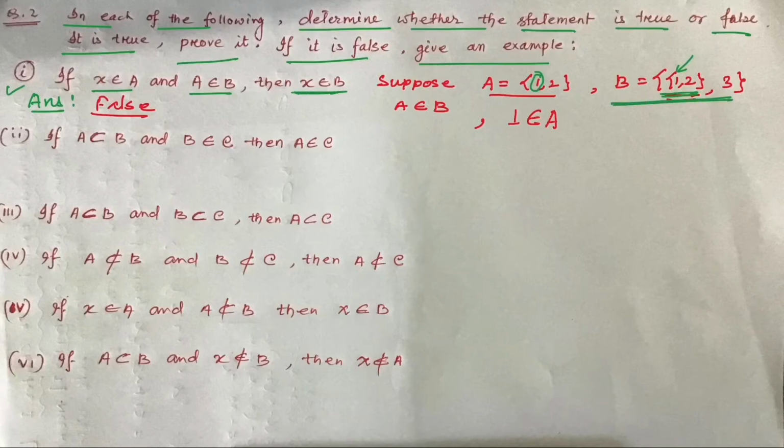Okay, so this set as a whole, this set {1, 2}, is an element of set B, not 1 and 2 either. Okay, so that's why here 1 doesn't belong to B. Okay, so this is an example. Hope you have understood.